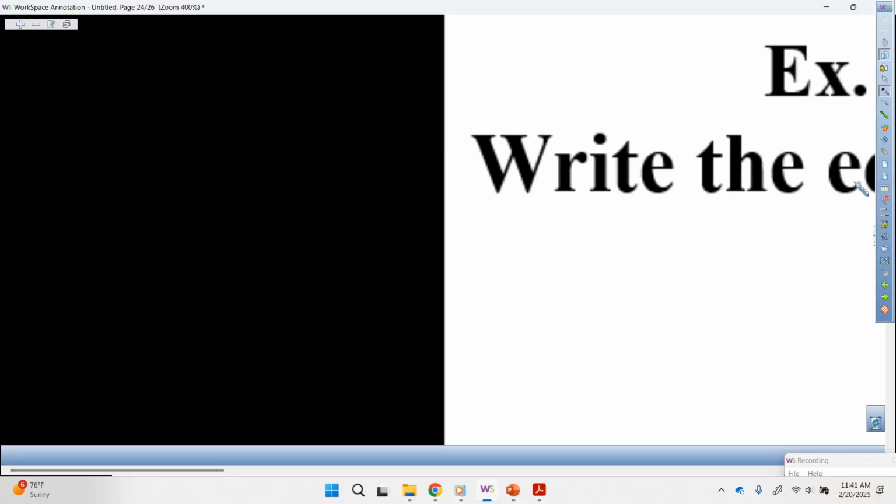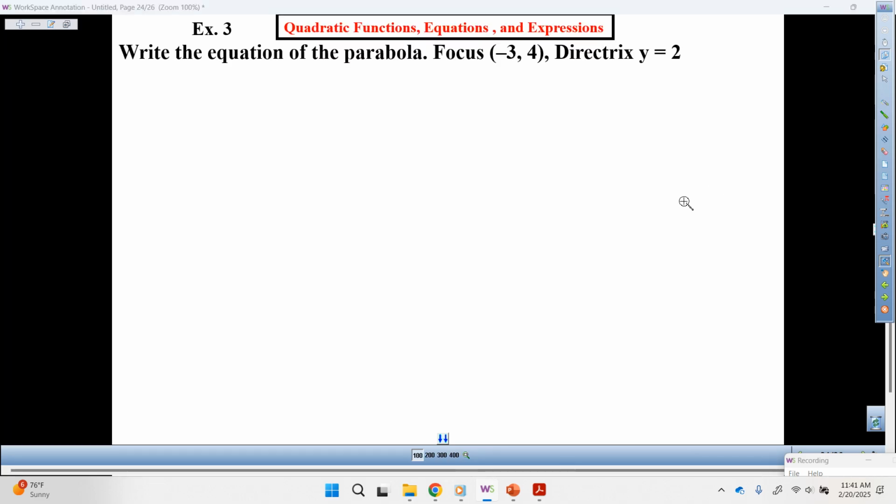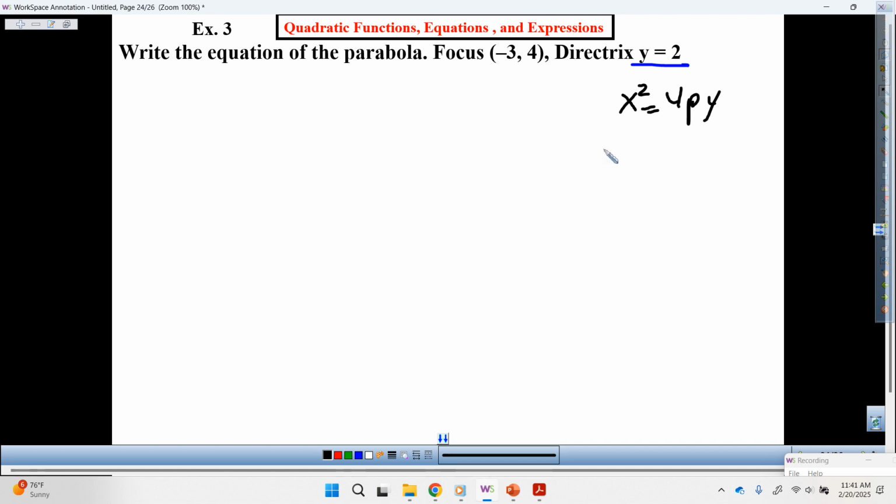All right, let's see. Let me go pretty quick. Let's see. We got y equals 2 as a directrix. So what is the equation that we think about, everyone? x squared equals 4py. Is that correct? However, it doesn't say crossing the point of origin, so I'm going to change this. X minus h squared equals 4p times y minus k.